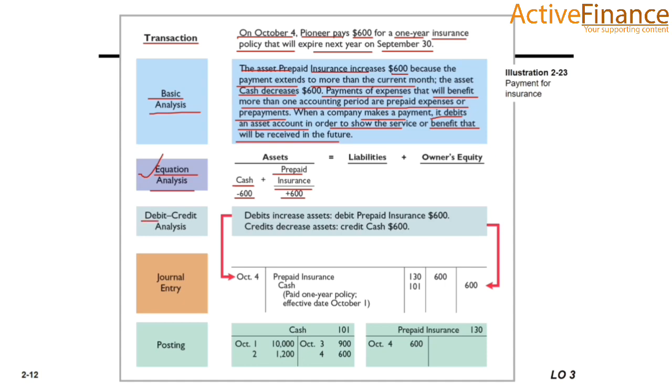So which account will be debited in the general journal and which will be credited? So this is the debit and credit analysis. First of all, we will provide here debits increase assets. That's why we will add the prepaid insurance in the debit account of 600, and credits decrease assets. We will provide the cash credit 600. So this is the general entry.